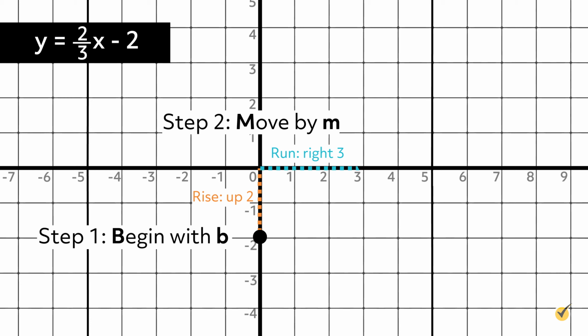Step 3. Repeat the rise equals up 2 and run equals right 3. Plot the third point at 6, 2. Step 4. Draw a straight line through the 3 points. Got the hang of it?